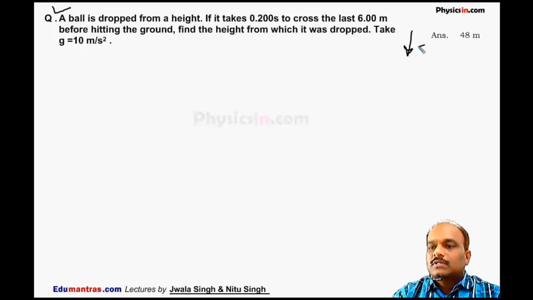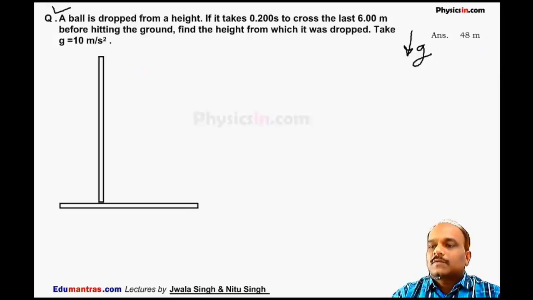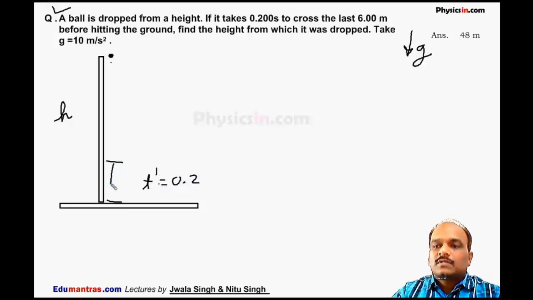In this question, acceleration due to gravity is acting downward. A ball is dropped from a height. It takes 0.2 seconds to cross the last 6 meters. Suppose this is a tower, and from this tower a ball is dropped. Let the height of the tower be h. This ball starts falling downward, and during the last 0.2 second it travels a distance of 6 meter. So this distance is h minus 6, and let the time here be t.